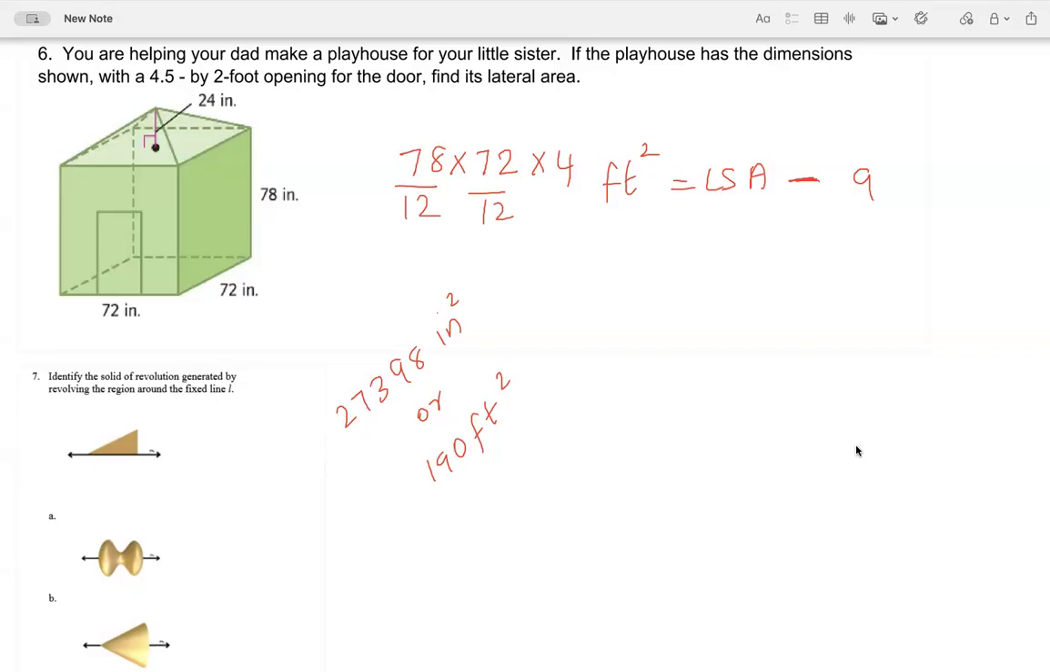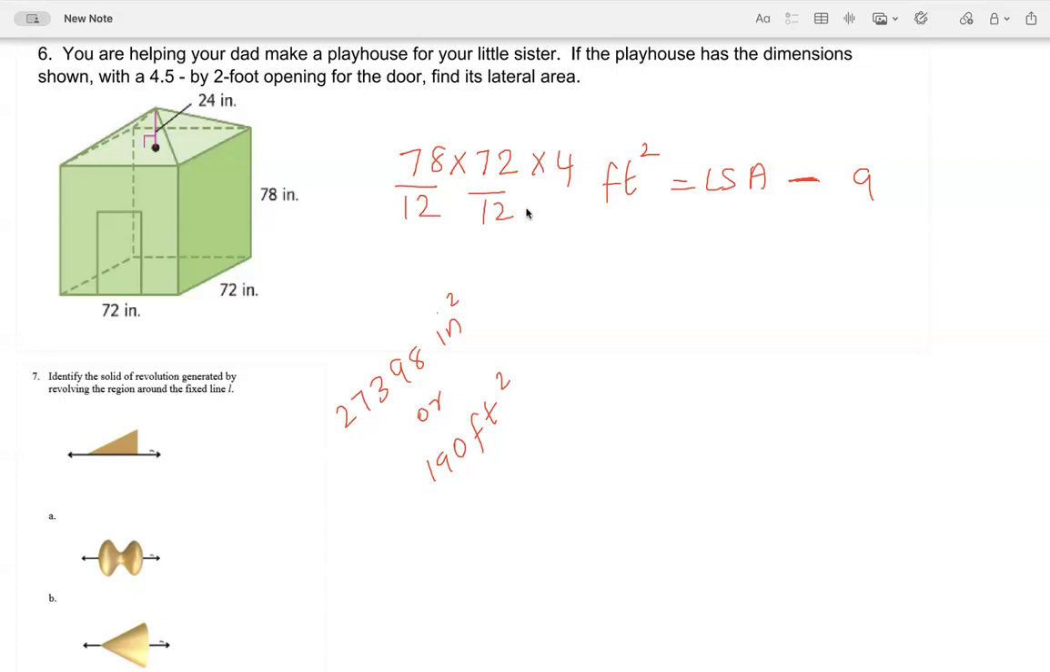See, the lateral surface area means how many? Only 4 sides, right? Miss Priya, are we supposed to add the top to it or not? No, let's see. Find its lateral area means only the sides. Okay, I didn't do it that way. I found everything in inches and then I divided it by 144. That is fine still. That's what I'm also doing. So 78 times 72 times 4 divided by 144 is correct. In that, what did you subtract? 4.5 by 2, right? So you subtract the 9.